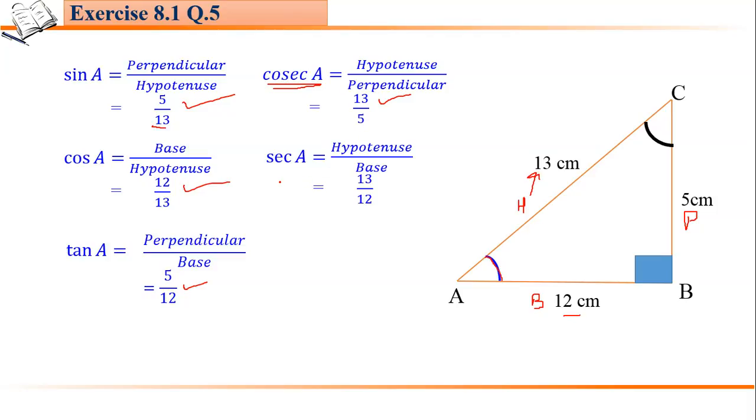Next is secant A. This value is already given in the question, but if you have to find it here, you can say that it is equal to hypotenuse upon base, which is 13 upon 12. Next is cot of angle A. You can directly take the reciprocal of the value of tan A, or you can write it as base upon perpendicular. So this is equal to 12 upon 5. Fine. I hope the first 5 questions are clear to you.